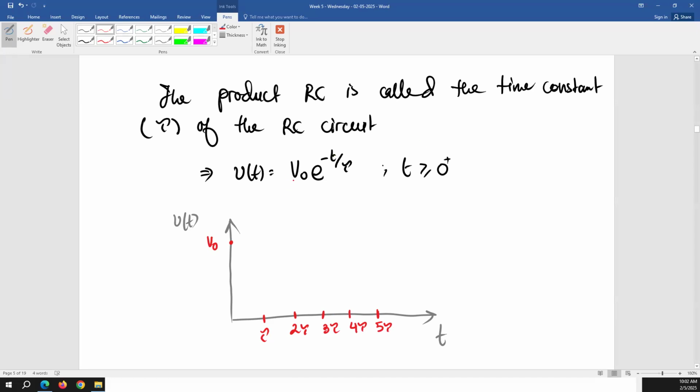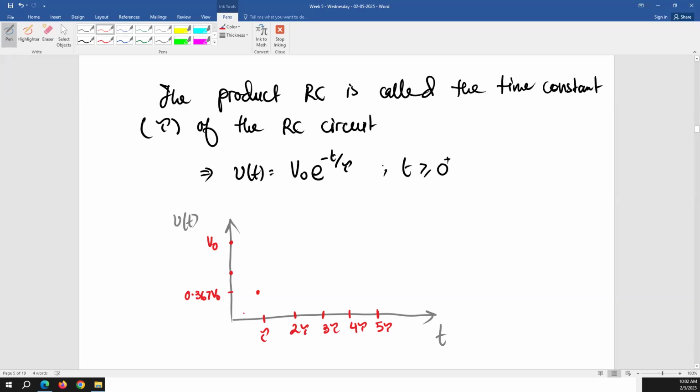0.367. So that will make it 0.367 V naught. At one time constant, let's say this is half V naught, and somewhere here is going to be 0.367 V naught. At one time constant, the value of the voltage drops down to 0.367 V naught.